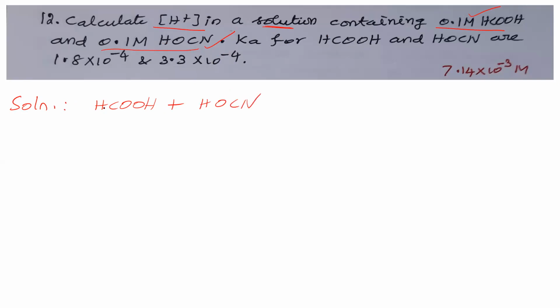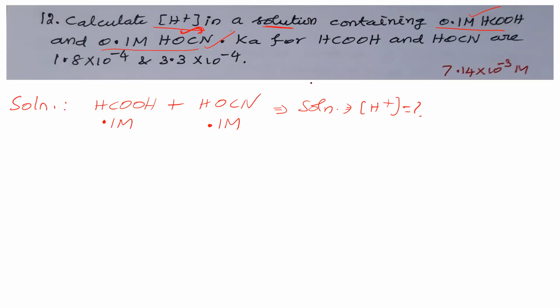Cyanic acid concentration is 0.1 molar, and formic acid concentration is also 0.1 molar. Sir, what they are asking is to calculate the H plus concentration in this solution. So in this solution, what is the H plus concentration? We have to find it.